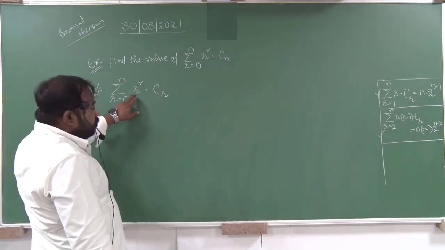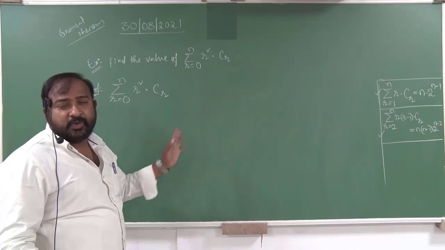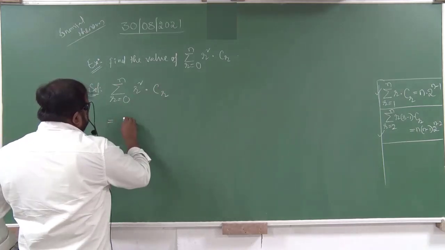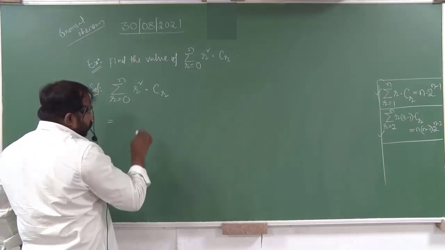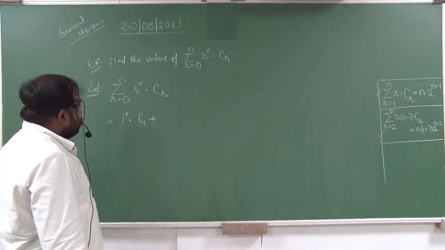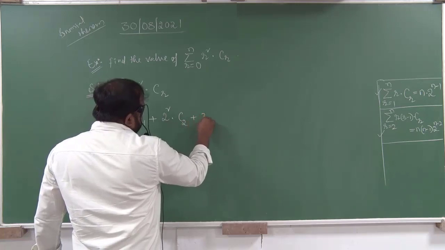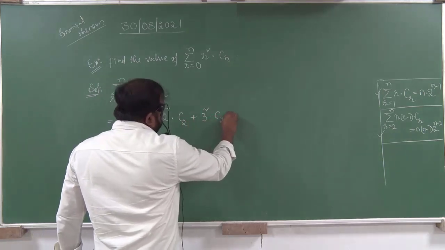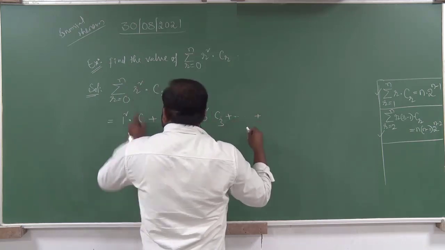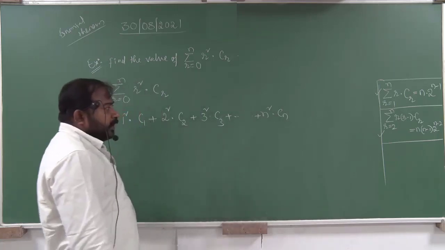If r is equal to 0, what will you get? 0 only, you're multiplying 0 into some quantity. So you can write this value as, mom, if you expand this total value: 0 square into C0, leave it; 1 square into C1 plus 2 square into C2 plus 3 square into C3 plus, and so on, up to n square into Cn. This only you will get.